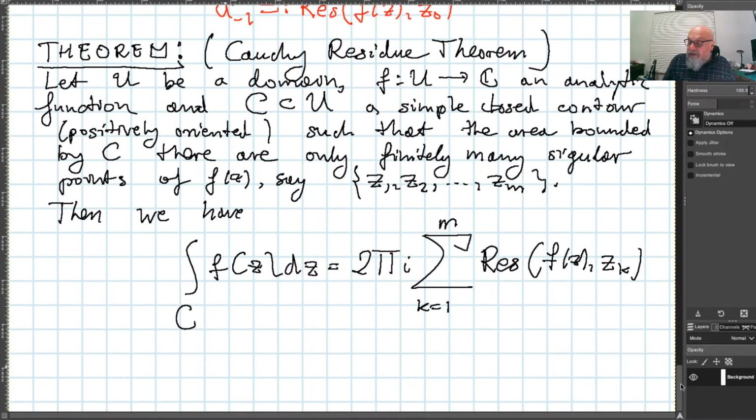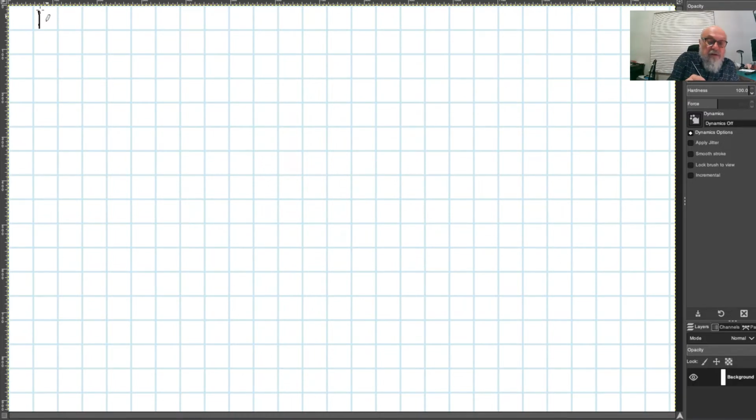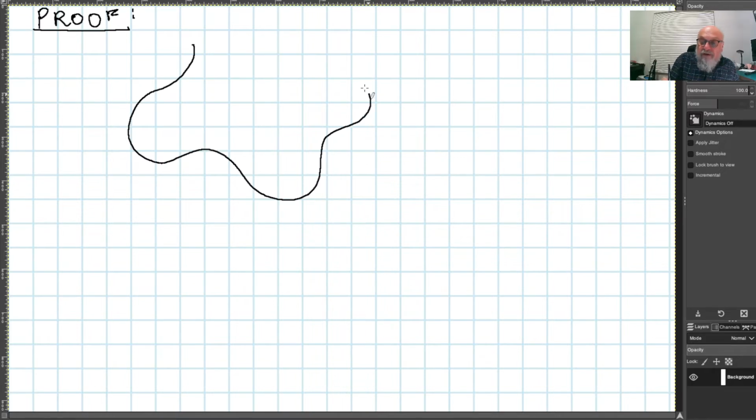Maybe we also need to illustrate the situation with a proper picture, so let's begin the proof and illustrate it. Here we have the following situation. This is my contour, I just ignore U. This is my contour C, and now I have singular points inside. There are no other singular points.